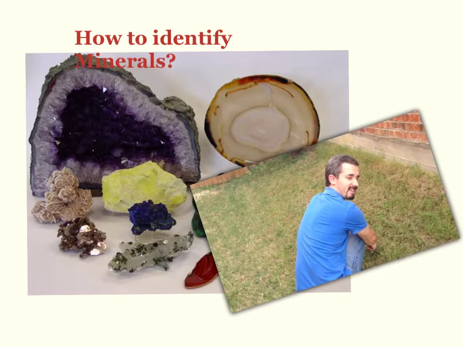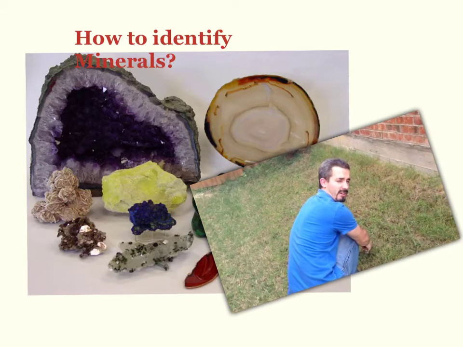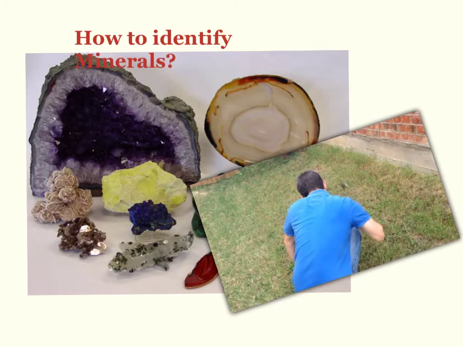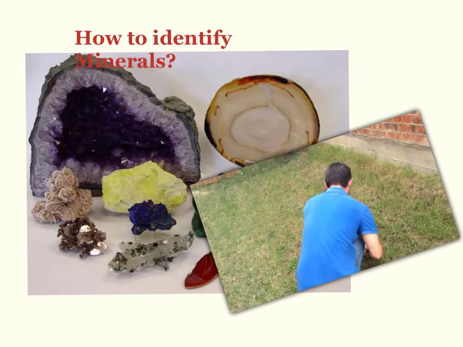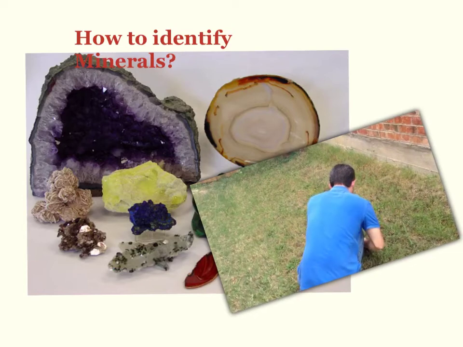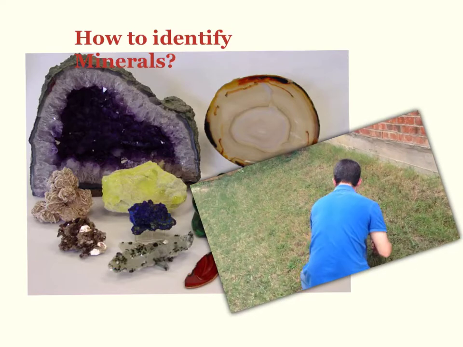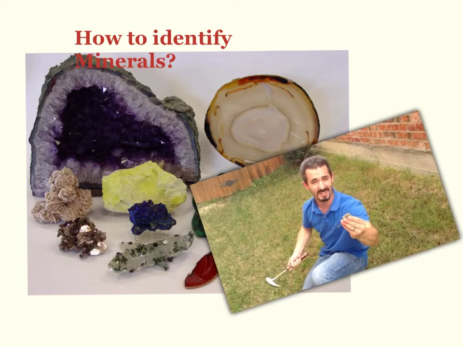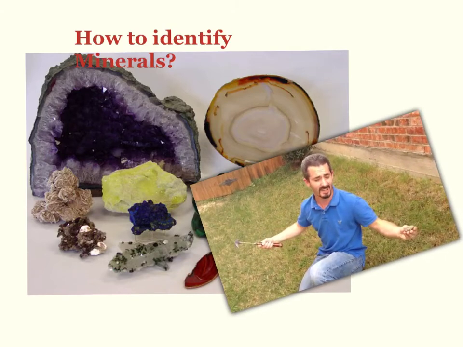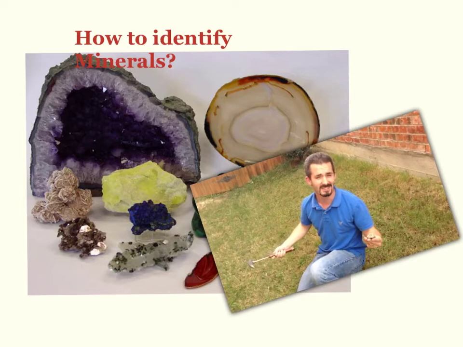Oh, hey class. I'm just digging for some gold in my front yard, hoping I find some. Wait, I think I see something. Let me take this back. Oh, guys, it's a gold nugget. It's a big gold nugget. I'm rich. I don't have to work again. Oh, guys, it's just pyrite.